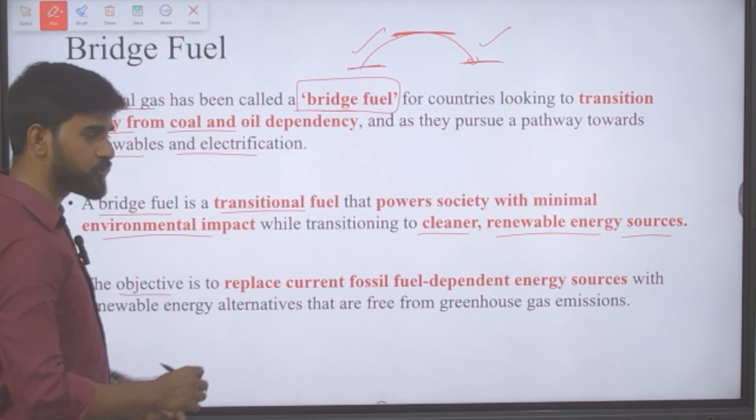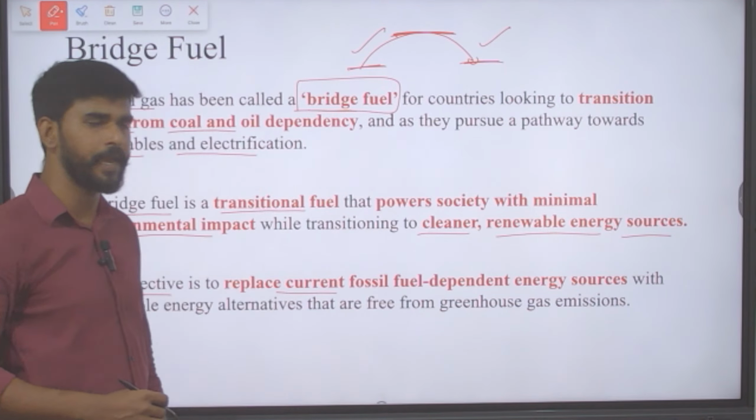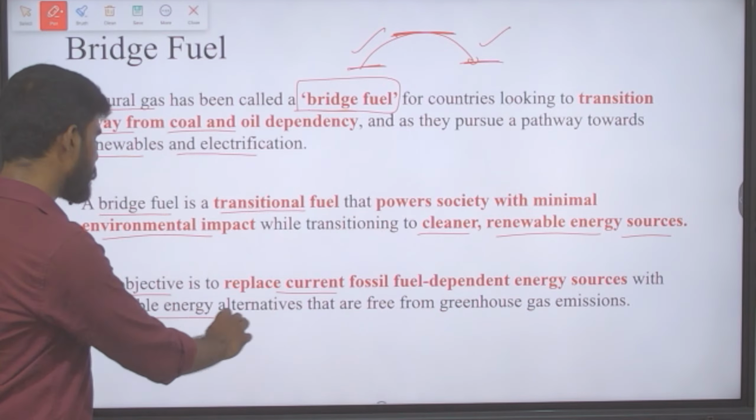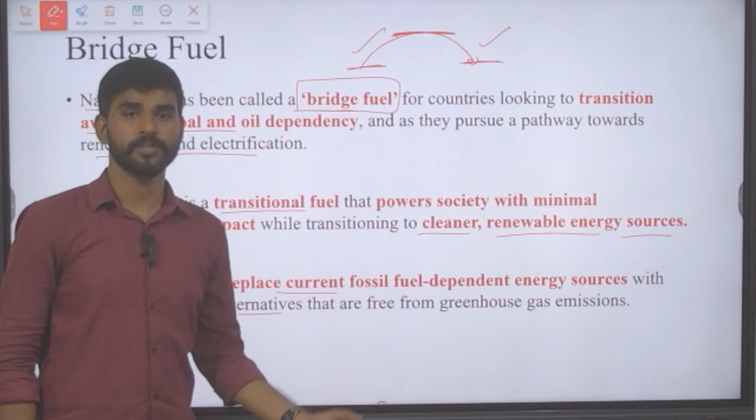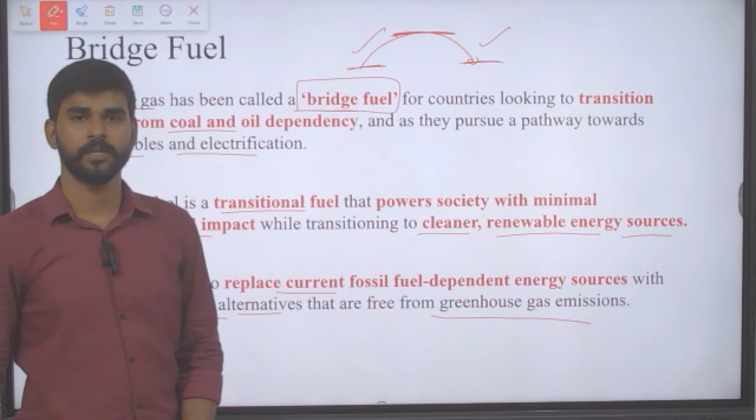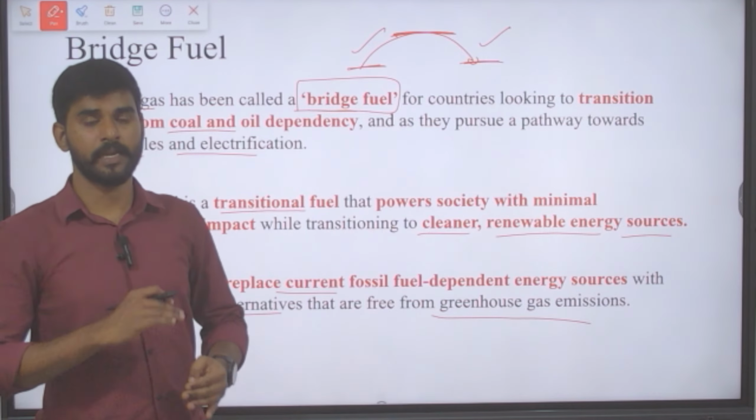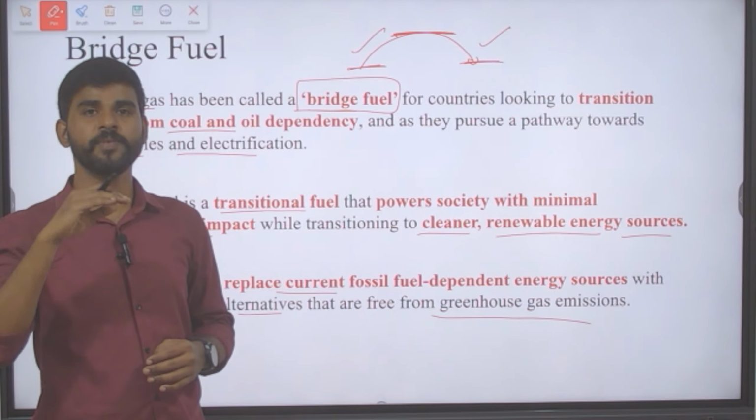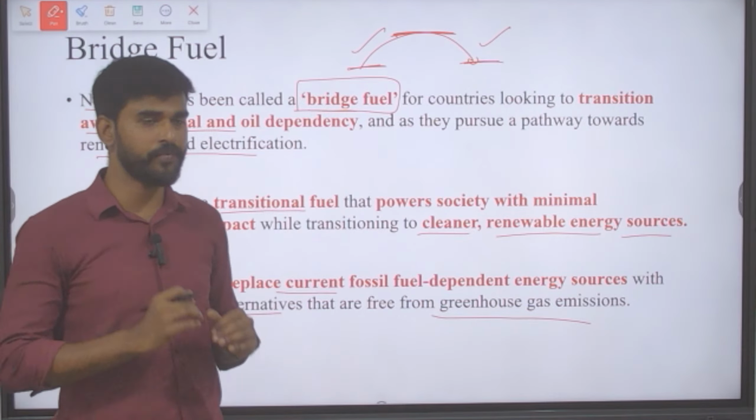And then what is the objective of the bridge fuel? It is to replace the current fossil fuel dependent energy sources with renewable energy alternatives that are free from greenhouse gas emissions. Okay, so the ultimate aim is that we must be free from greenhouse gas emissions. And now we are emitting a lot of greenhouse gas. And in the process, in transition, we must be emitting less. And that option is natural gas. This is what we need to know.